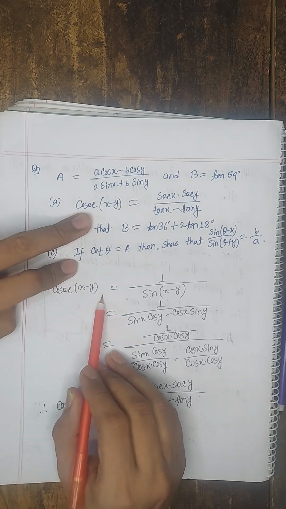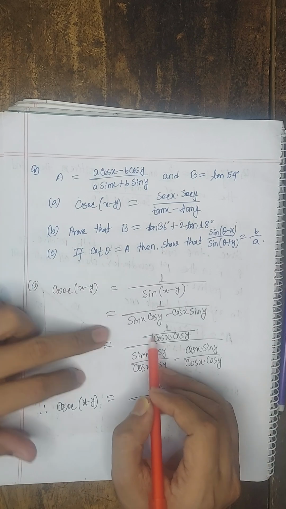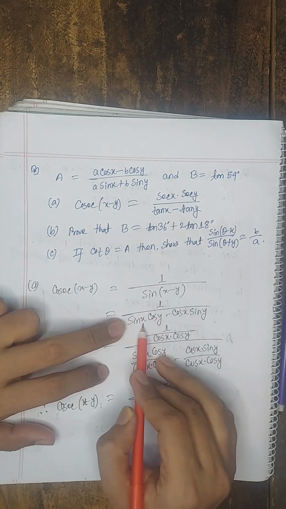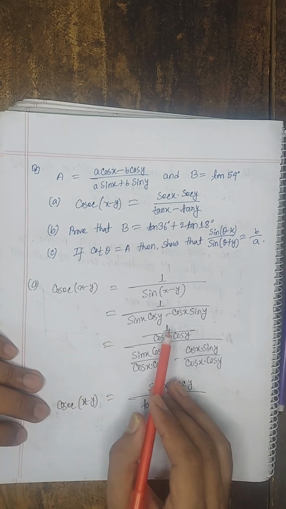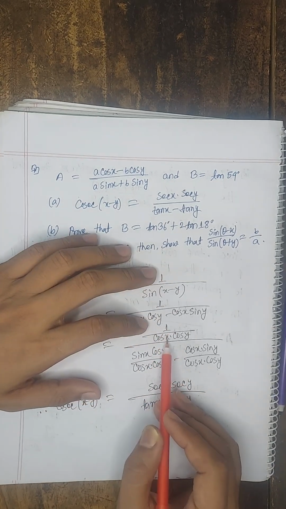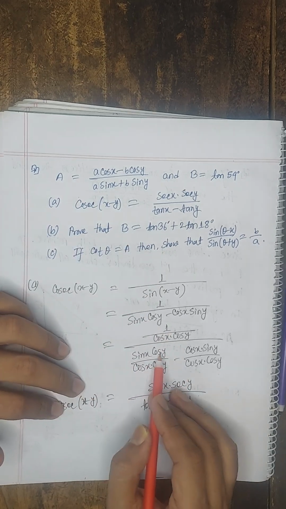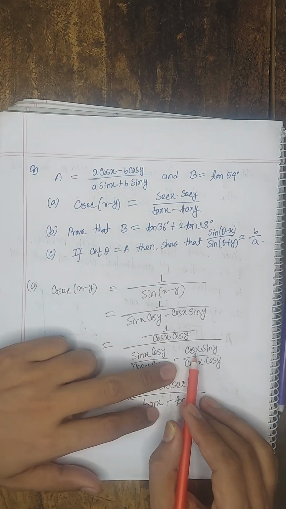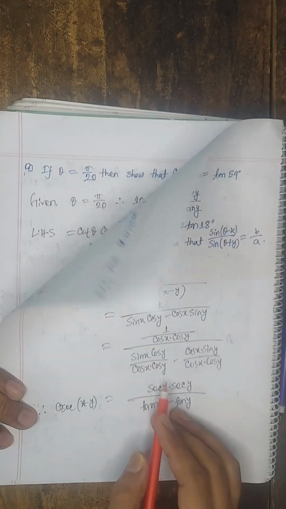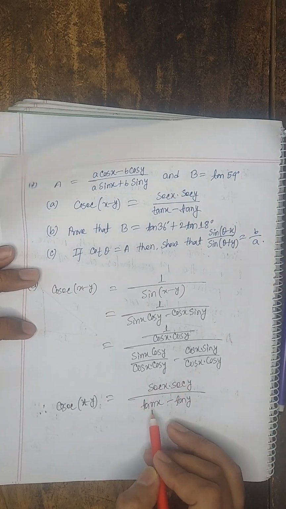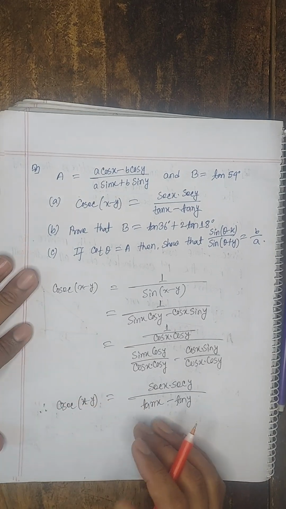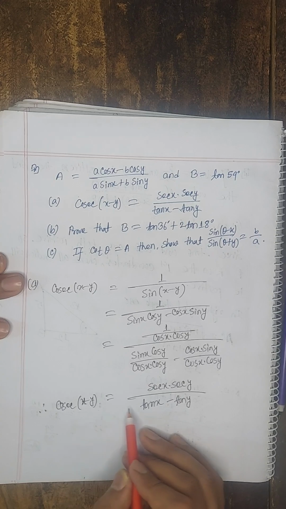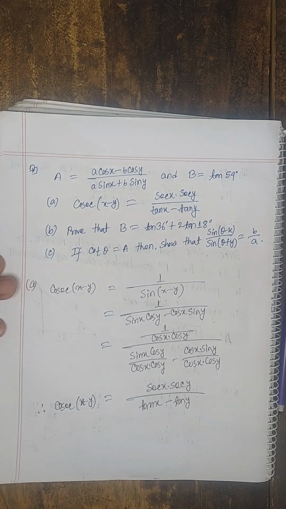For the first part, cosec x minus y, you can convert this to 1 by sin x minus y, and sin x minus y is sin a cos b minus cos a sin b, and we can divide by cos x cos y on both sides. In the numerator 1 by cos x cos y, in the denominator sin x cos y divided by cos x cos y minus cos x sin y divided by cos x cos y. In the numerator we get sec x sec y, and in the denominator tan x minus tan y. So in total we get cosec x minus y is equal to sec x times sec y divided by tan x minus tan y.